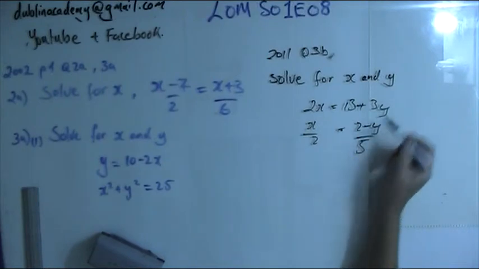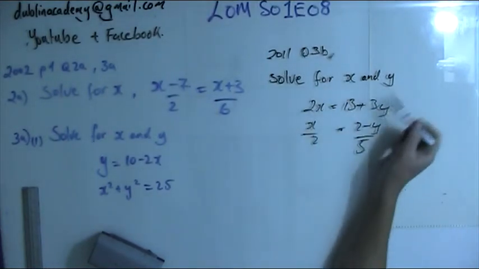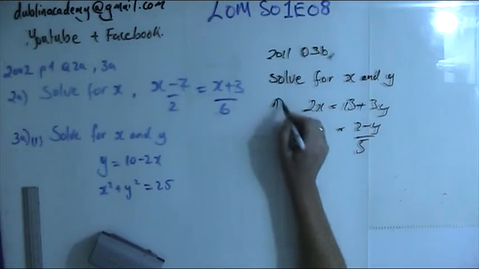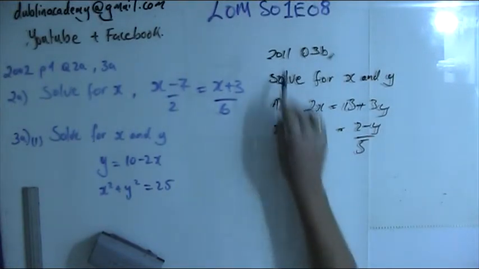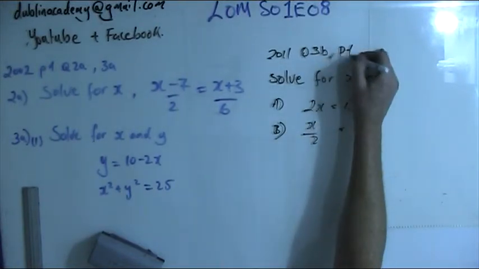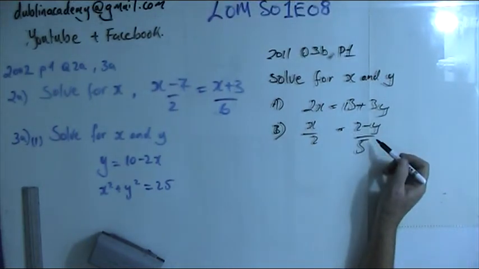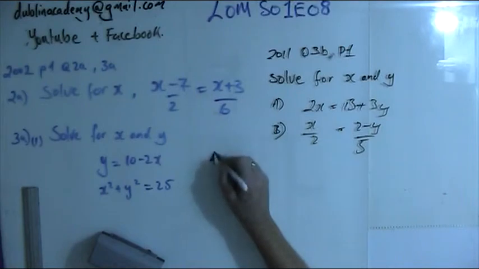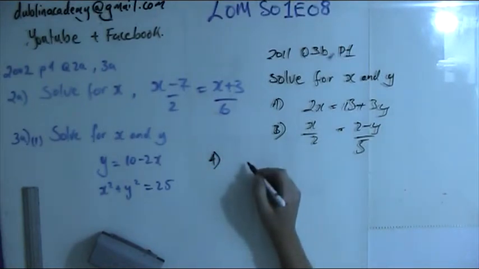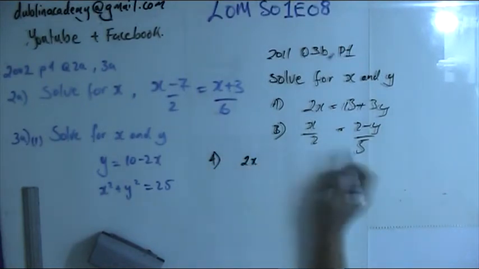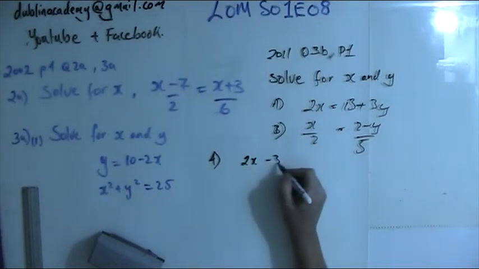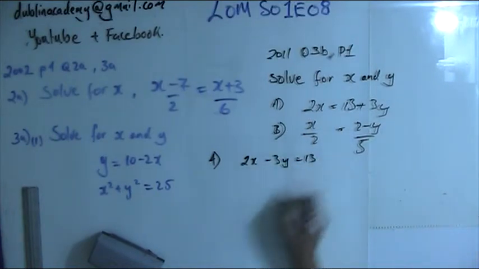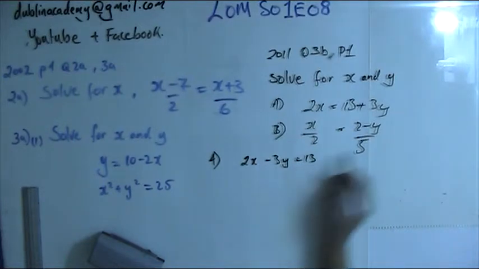Now I'm going to do this question. It says solve for x and y, and they've given you two equations here, A and B. This is 2011 paper 1. This one seems okay. So I'm going to look at A and rewrite A. I'm going to bring everything over to the left hand side, so I'm going to make it 2x minus 3y is equal to 13. Now you understand what I did with A.